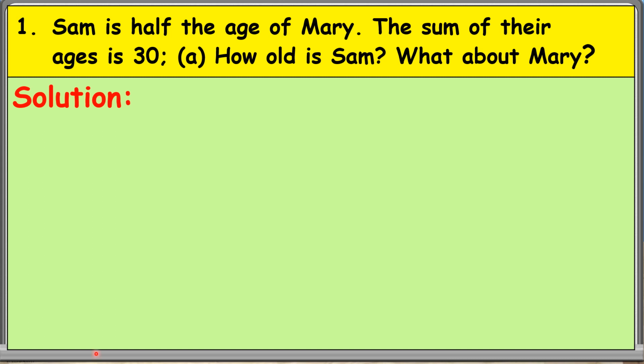All right. For our problem number 1, Sam is half of the age of Mary. The sum of their ages is 30. How old is Sam and how about Mary? Kung ilang taon na ba si Sam tsaka ilang taon na si Mary.